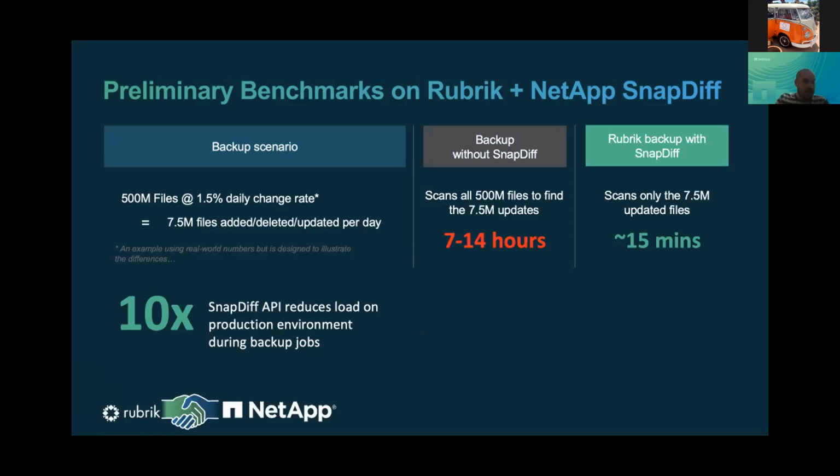So that was a 10x reduction in load using SnapDiff APIs, right? Because it's not a backup solution walking the entire directory structure, requesting all the metadata, etc., taking up CPU cycles within our ONTAP environment, and it reduced the backup time by 92%. Now with that, we're going to move on to the demo.